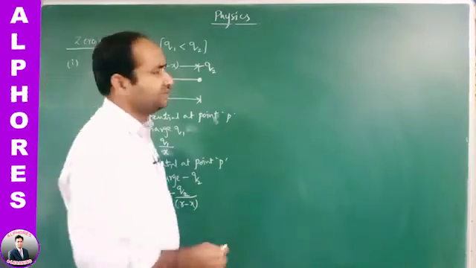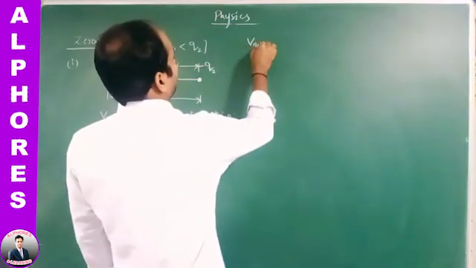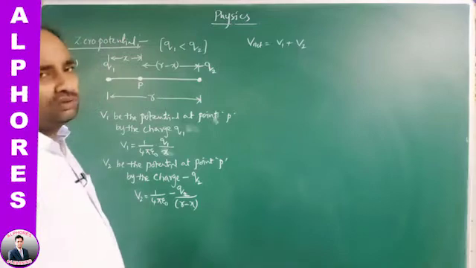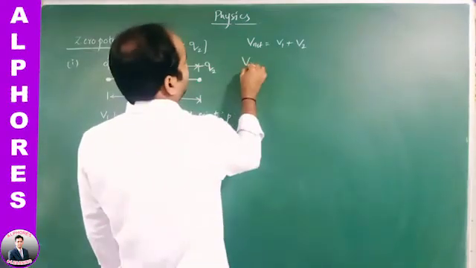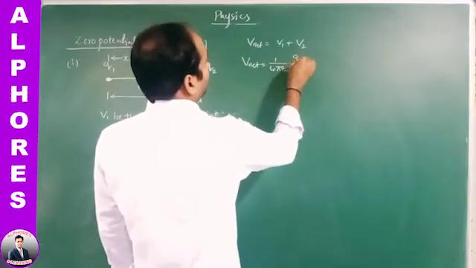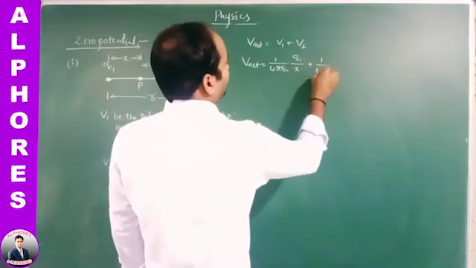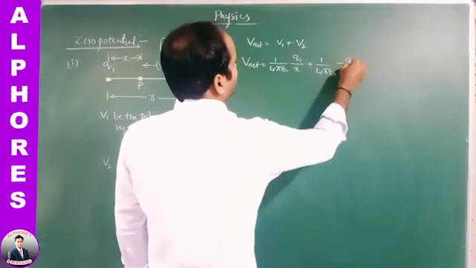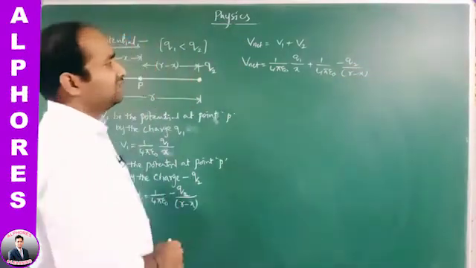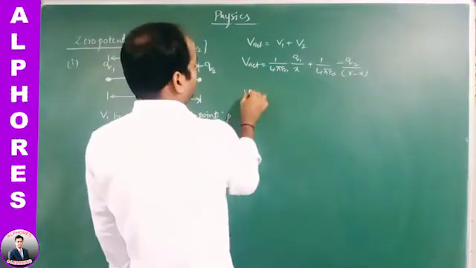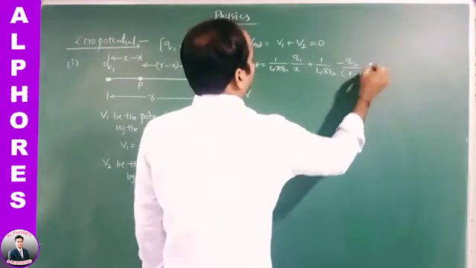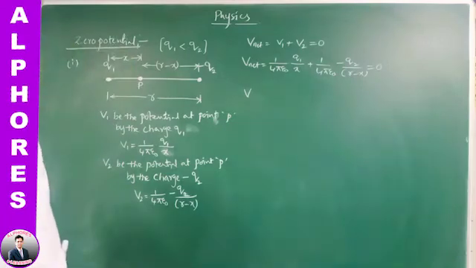And what is the net potential? The algebraic sum of the individual potentials. V net is equal to V1 plus V2. That is, V net is equal to 1 by 4 pi epsilon naught Q1 by x plus 1 by 4 pi epsilon naught minus Q2 by R minus x. Here 1 by 4 pi epsilon naught is common, and V net is equal to V1 plus V2, which equals 0 because of zero potential. The algebraic sum of these two potentials must be 0.